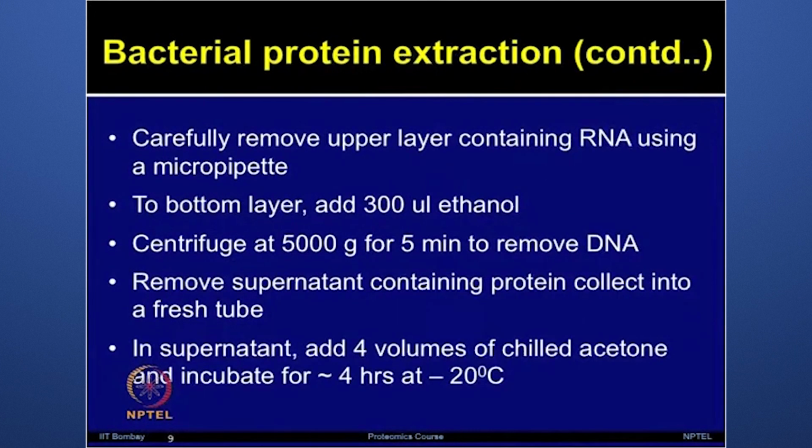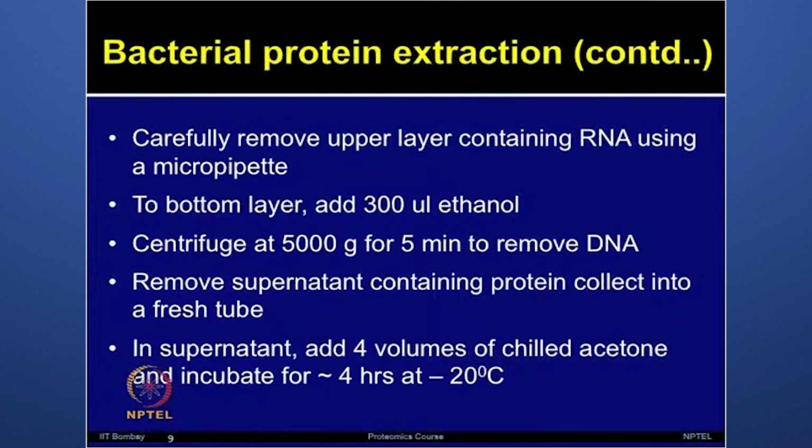After the centrifugation, remove the upper layer which contains RNA, and to the bottom layer you can add ethanol. Again, you need to centrifuge at 5000 g for 5 minutes. This step will remove any DNA contamination. In fact, this step can be used for keeping the material safe for further DNA extraction. The same applies to the previous step, where you can collect the RNA, which can be further used for RNA cleanup and preparation.